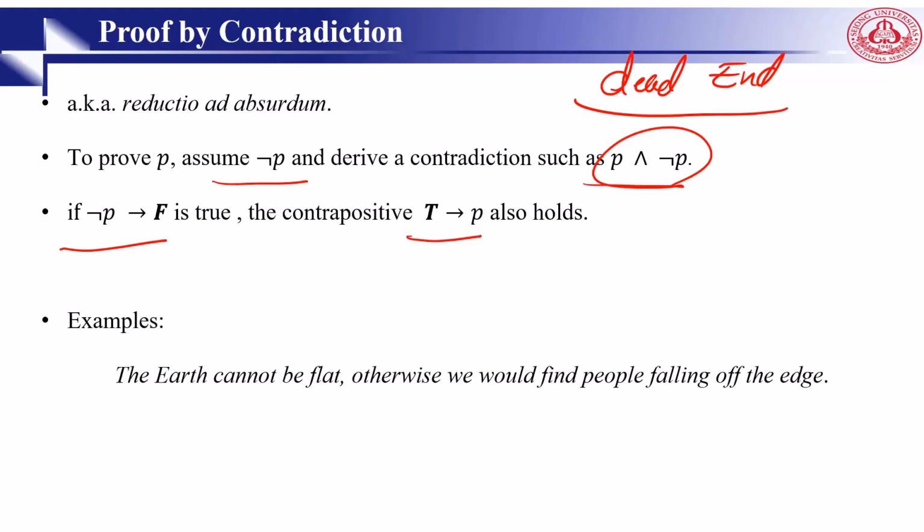Since we have shown that not p implies false is true, the contrapositive implies p is also true. For example, the earth cannot be flat. Otherwise, we would find people falling off. So because the earth is not flat, no one fell down.